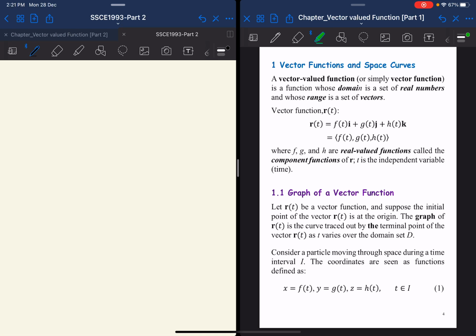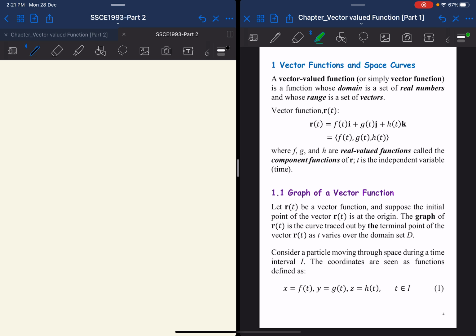Okay, so for the new topic, we're going to learn about vector value functions. For the first subtopic, previously you learned about vectors in Engineering Mathematics 1, SSCE 1693. You learned so many things, I believe: equation of a line, equation of a plane, angles between two planes.